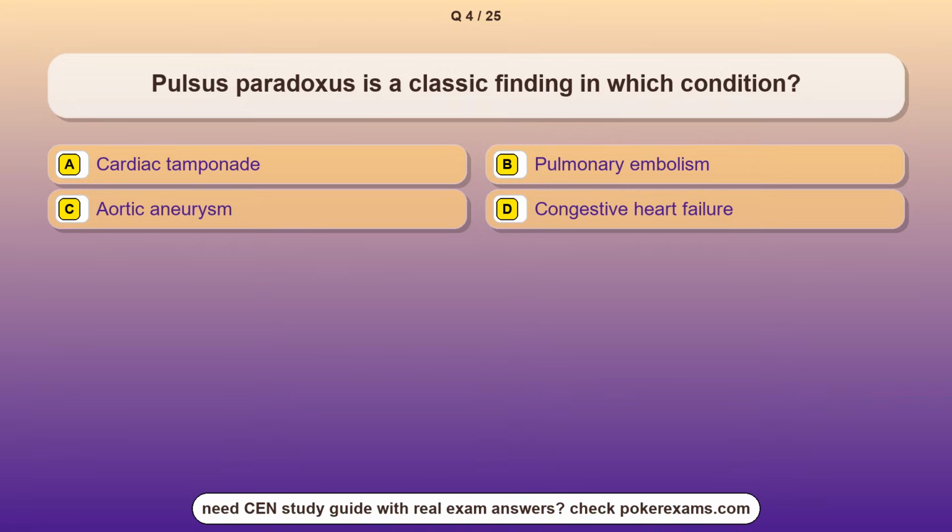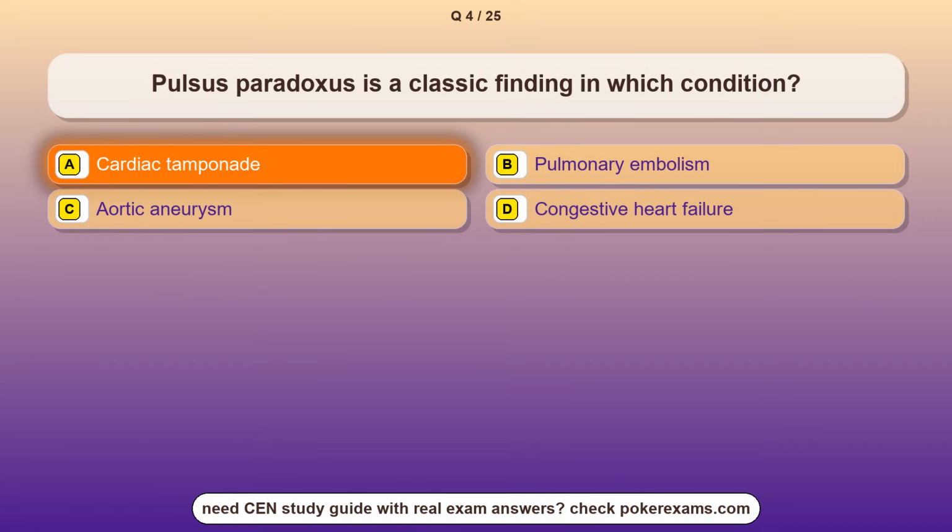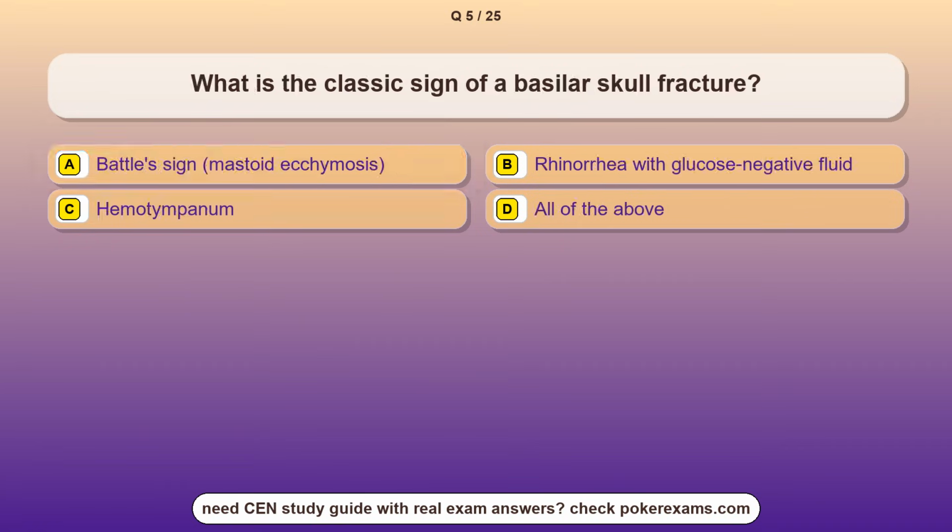Question 4. Pulsus paradoxus is a classic finding in which condition? Option A. Cardiac tamponade. Option B. Pulmonary embolism. Option C. Aortic aneurysm. Option D. Congestive heart failure. The correct answer is option A. Cardiac tamponade.